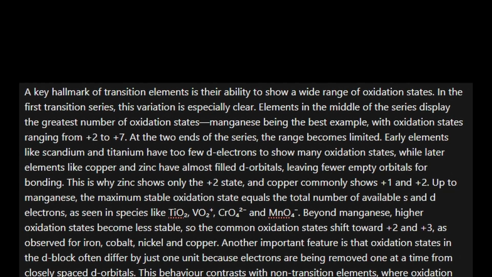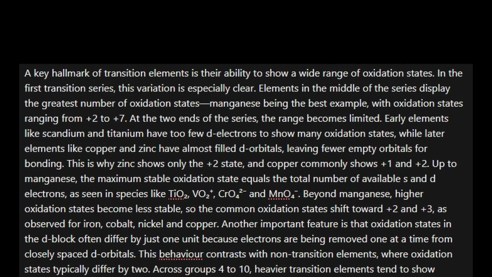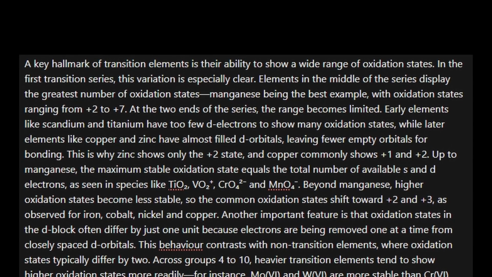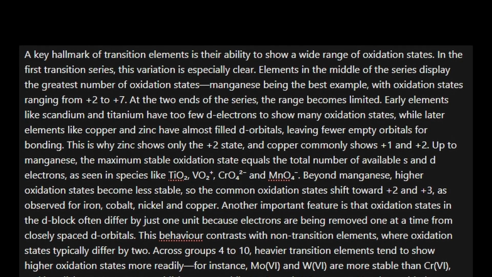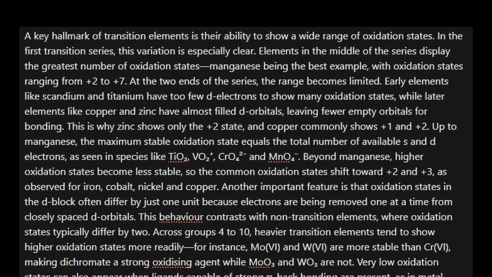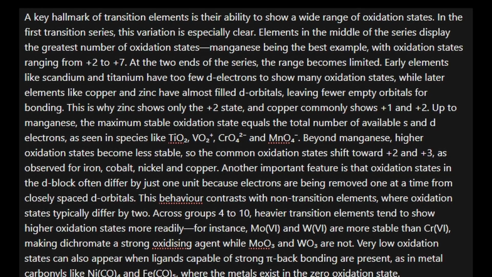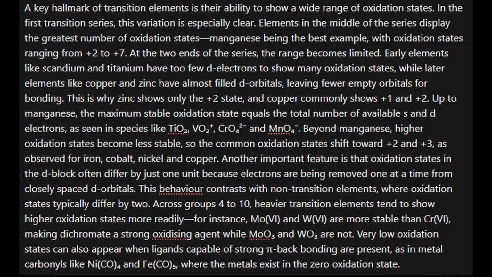Up to manganese, the maximum stable oxidation state equals the total number of available s and d electrons, as seen in species like TiO2, VO2+, CrO4 2-, and MnO4-. Beyond manganese, higher oxidation states become less stable, so the common oxidation states shift towards +2 and +3, as observed for iron, cobalt, nickel, and copper.